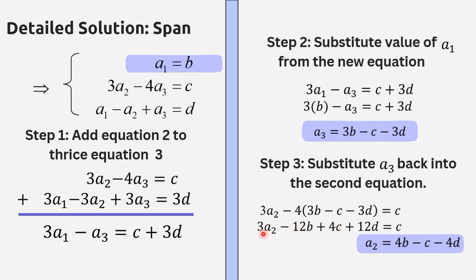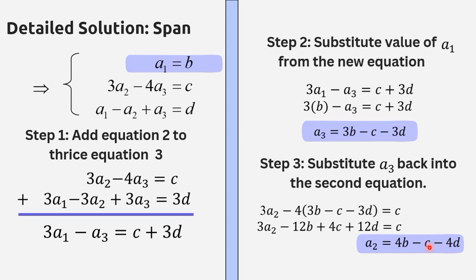Now, if ever we transpose our values on the other side of the equation, we will be left with this answer. We have a sub 2 which is equal to 4b minus c minus 4d. Now, if ever we want to evaluate whether the 3 are correct, you can just refer to our previous slide. Now, we are through with the solution on span, and we are left with the second condition, which is to test whether our set is linearly independent.